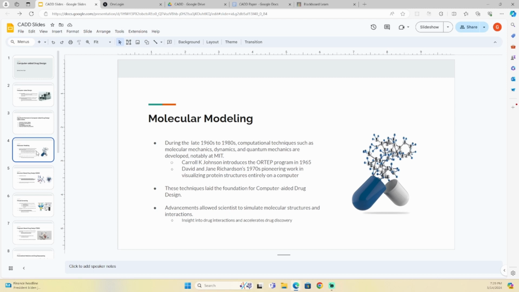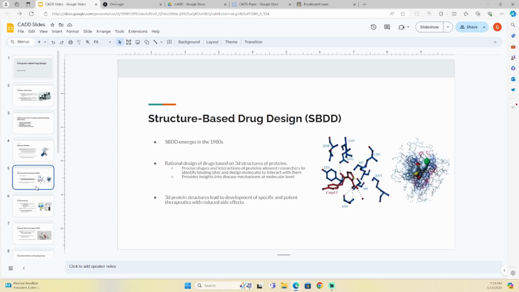These techniques, in addition to Carol Johnson and the Richardsons' inventions, laid the foundation for computer-aided drug design in much the same way that Pronto and DAC paved the way for computer-aided design in general. These advancements allowed scientists to simulate molecular structures and interactions, and this led to insight into drug interactions and accelerated drug discovery. Structure-based drug design, or SBDD, emerged in the 1980s.